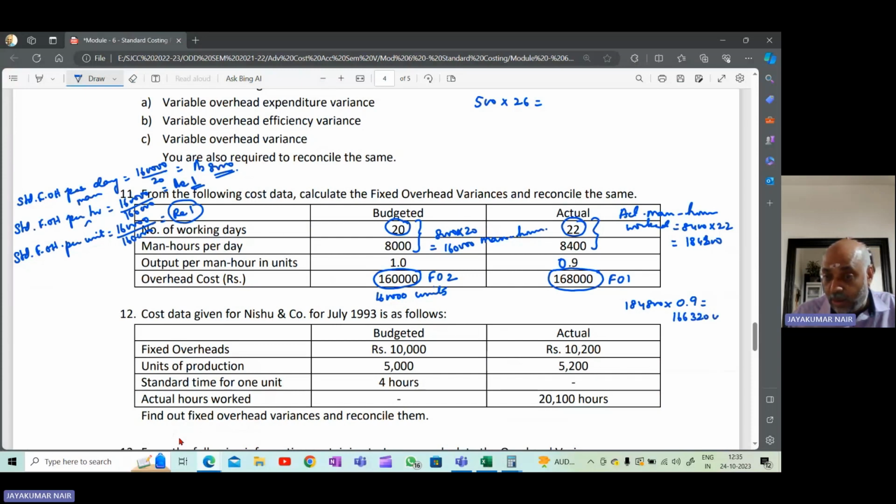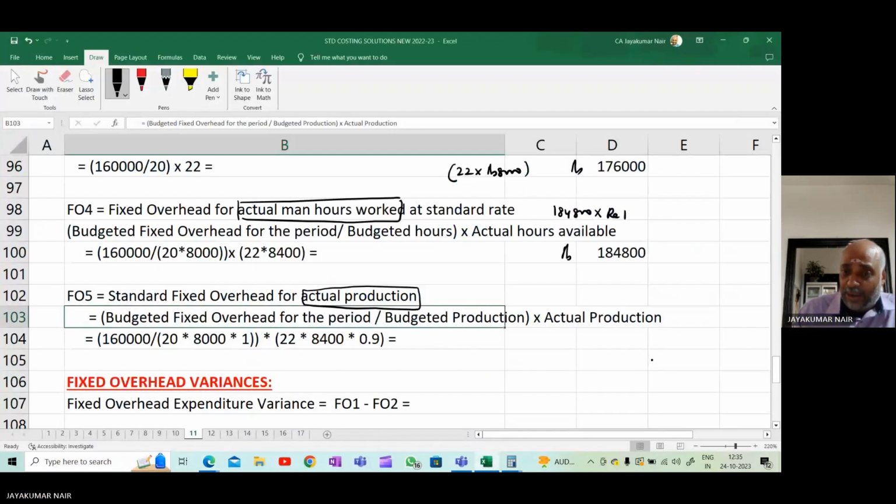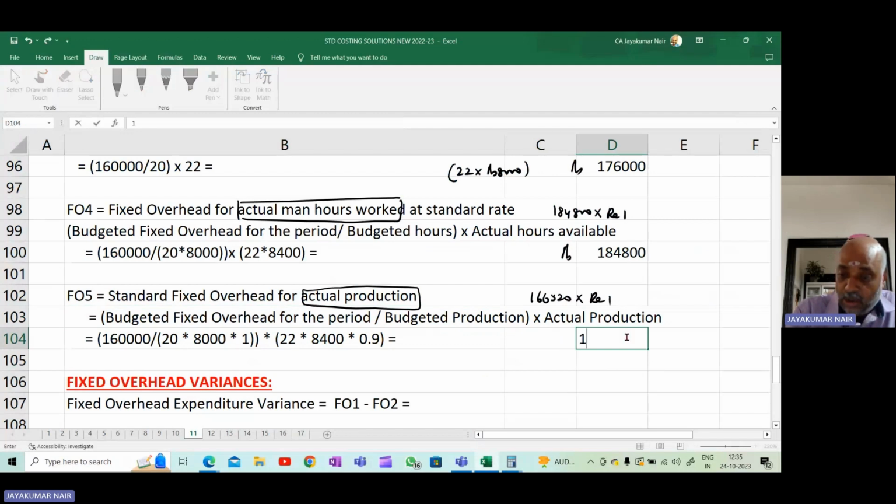So 1,84,800 into 0.9 will give you 1,66,320 units they have produced. That is the actual. So you know the actual man hours, and that into 0.9 will give you the number of units produced. So actual production will be 1,66,320 units, and per unit the standard rate is rupee 1. Therefore, how many rupees?